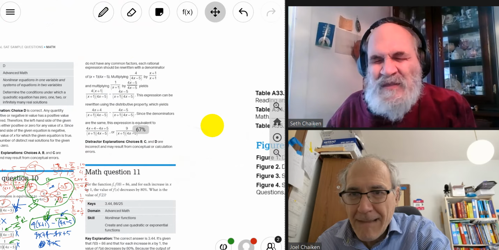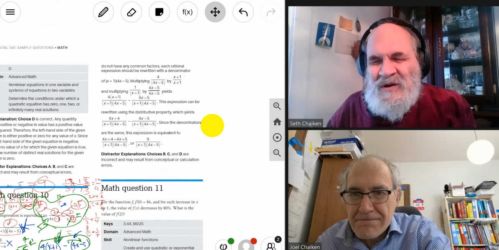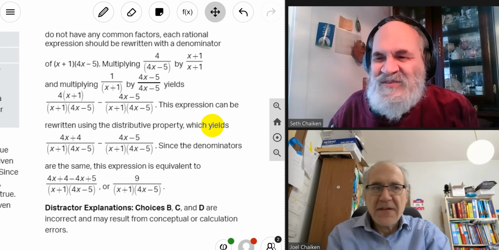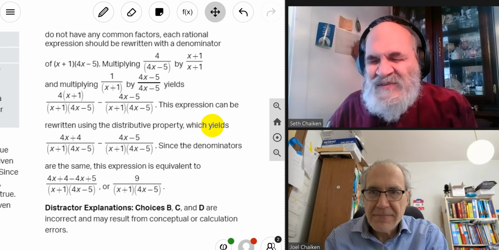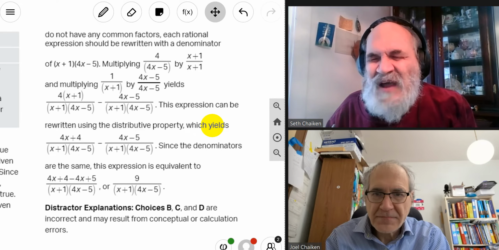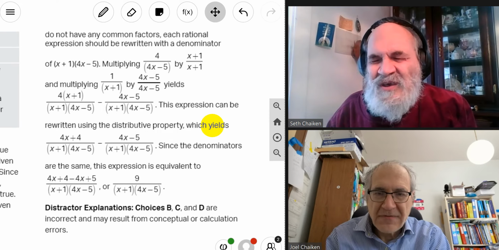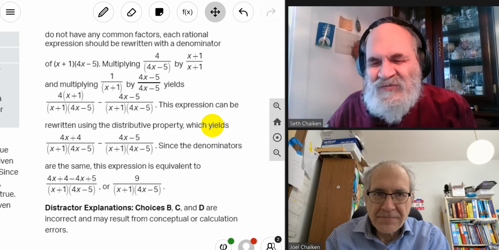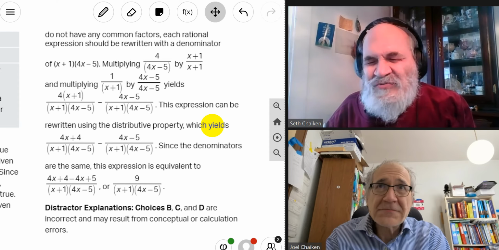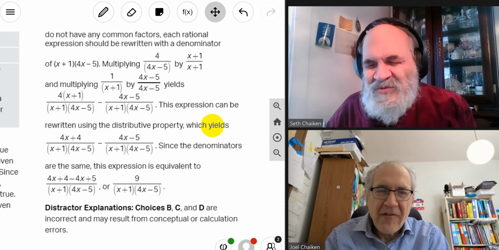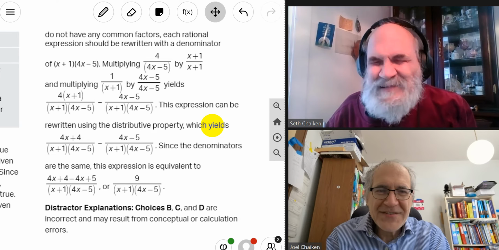The truth is that it is simpler to subtract 2 rational expressions when the denominators are the same. And when the denominators are the same, you subtract them by subtracting the numerators. But when the denominators are not the same, the answer is not gotten by subtracting the numerators. So what you do is you transform the 2 fractions into fractions where the denominators are the same, and then you can subtract the numerators. I love when Seth gets upset.